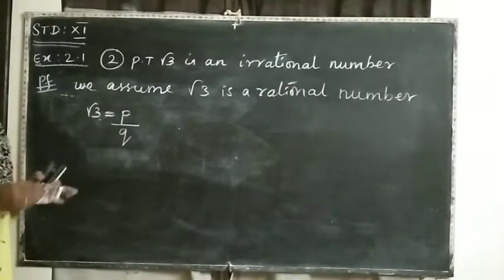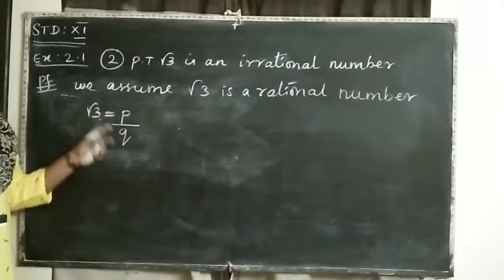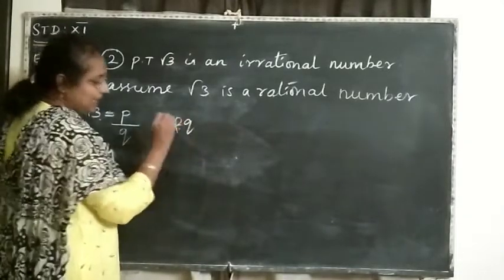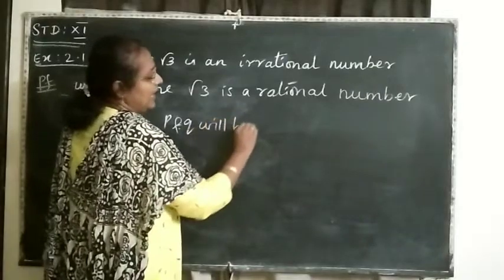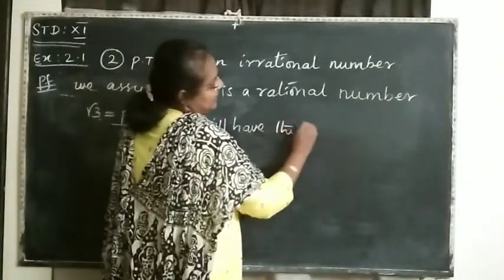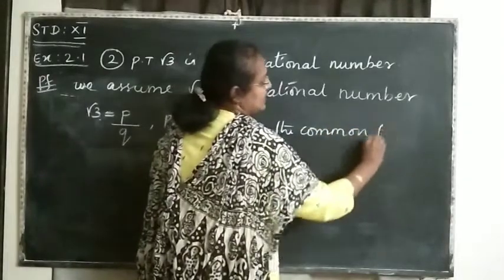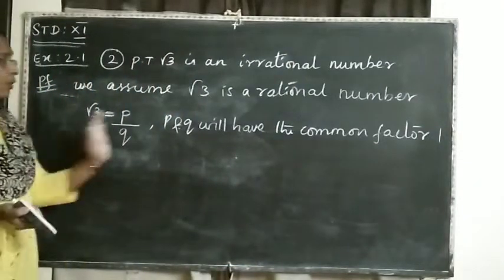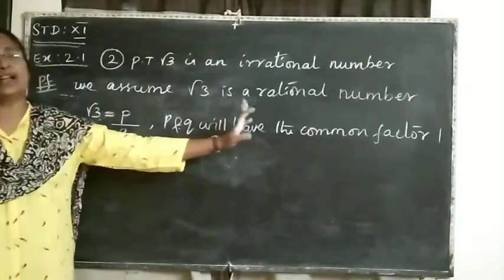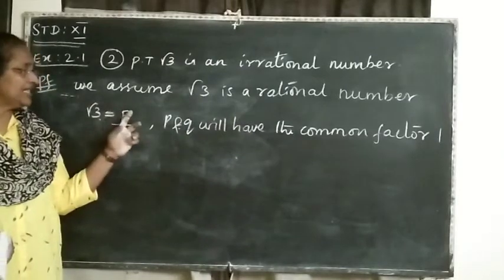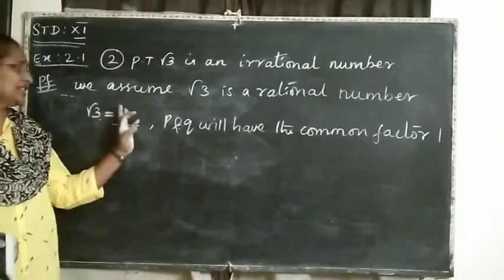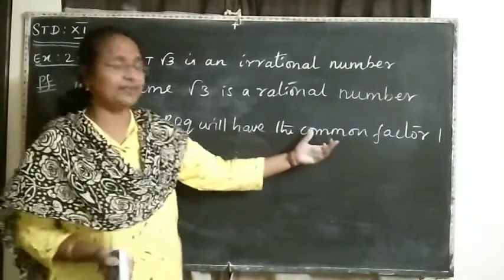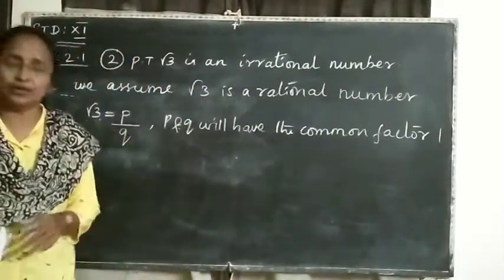Now very specifically, in this p divided by q, a very important result is that p and q have the common factor 1. So it will not hold any common factor other than 1. The common number which divides p and q is only 1. This is a very important condition. With this result only we are going to prove that the given assumption is a contradiction.